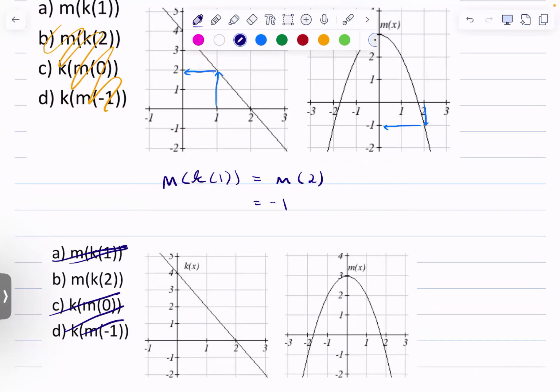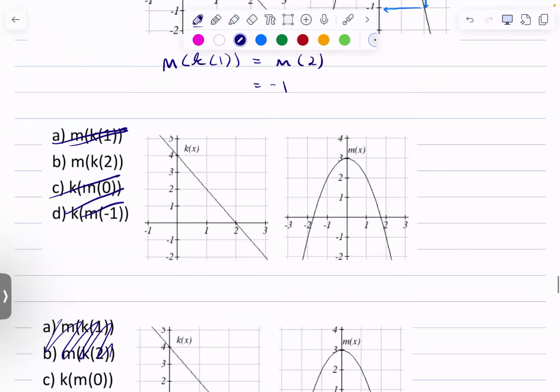Kind of similar. We do m of k of 2. The inside function is still k, but now my x is 2, m of k of 2. The output of k of 2 is 0. And m of 0 seems to be 3. Right? So you can use graphs just like we use the tables.